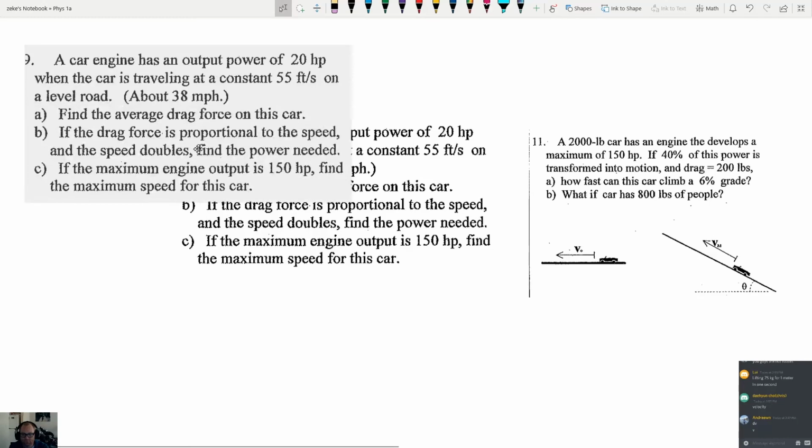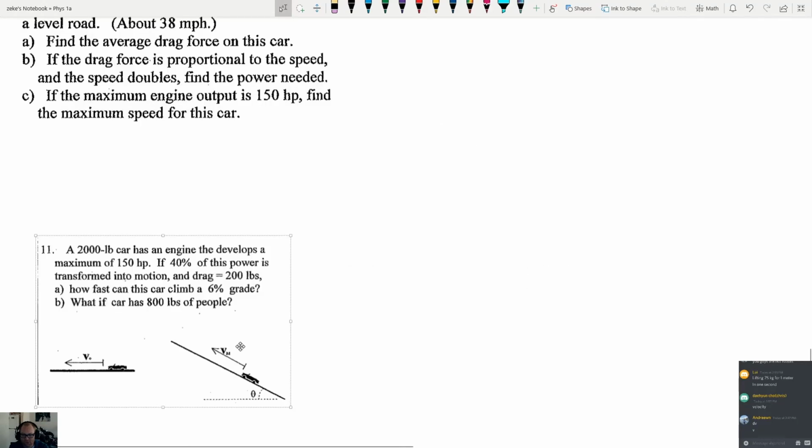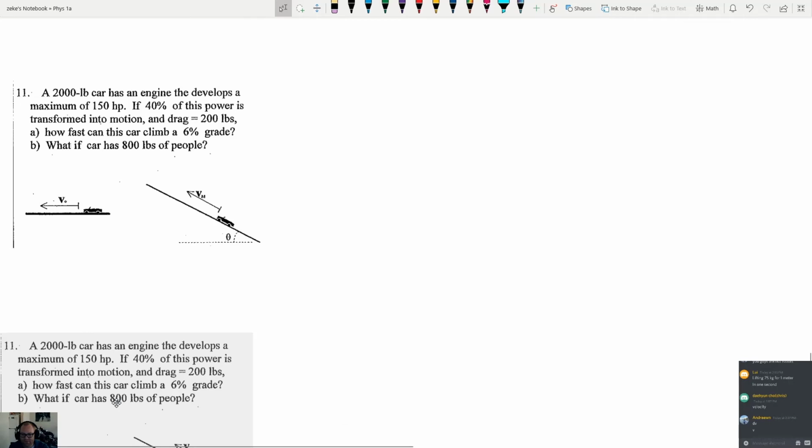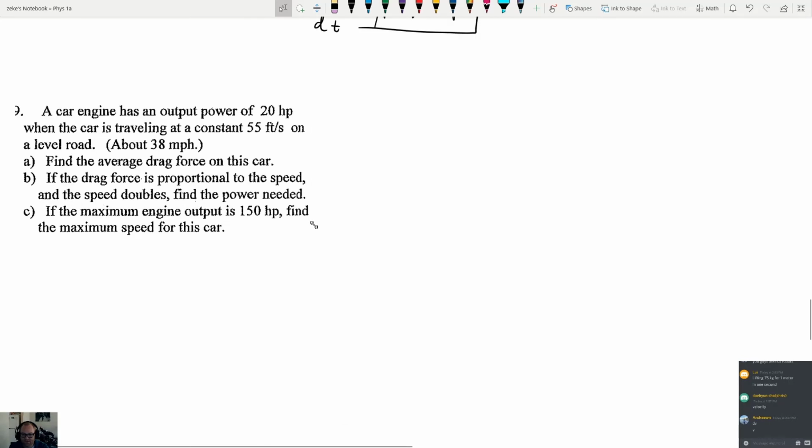And you'll see problems just like these on your homework. So I want to make sure that we cover them before you have to try to struggle with them.